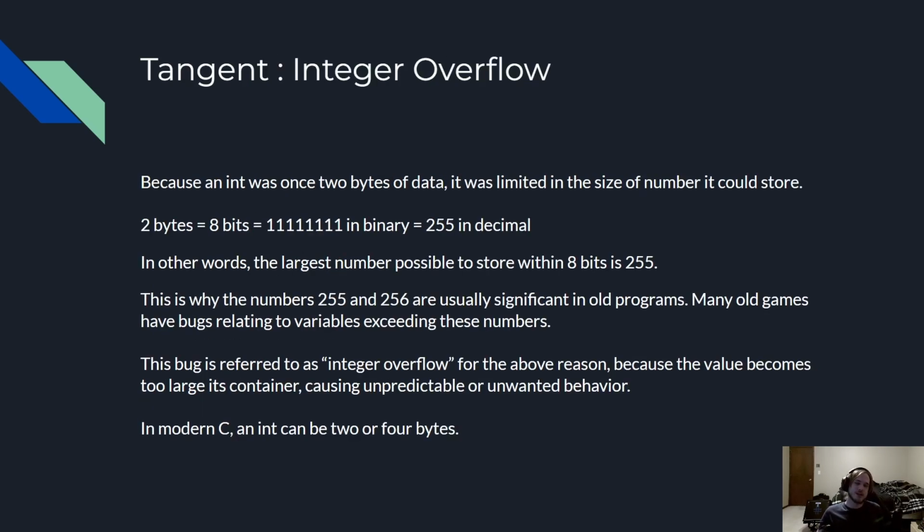That led to some interesting problems in early programs. You might have heard the term integer overflow. An integer overflow would occur when there was too much data for the container. For example, 1 byte is 8 bits in binary, and it can only go up to the number 255 in decimal, so you can store the numbers between 0 and 255.